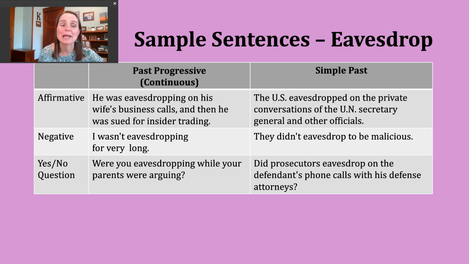Finally, let's look at making a yes or no question. To do this, we start with did, then we're going to have our subject, and then the base verb. Something I always like pointing out to my students, notice the only time I'm using the ed form of my verb is in the affirmative. I am not using it in my negative statements or in yes or no questions. Let's look at that final example.